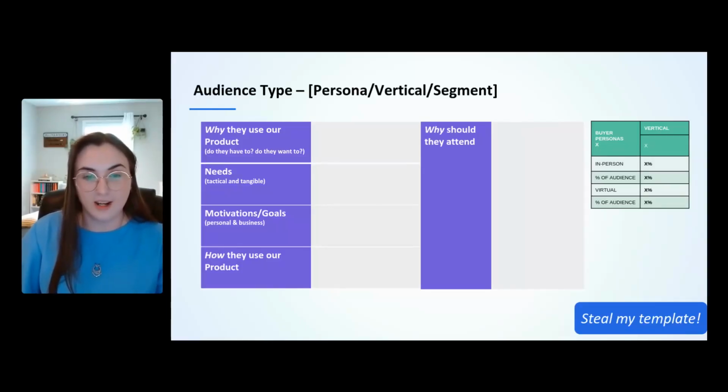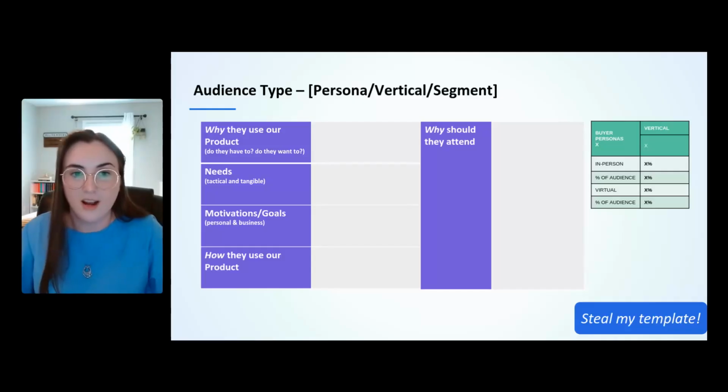So I sit down every year at the beginning of the year and meet with my stakeholders, Rachel, Julie, who are on this call, and others, to make sure that we're targeting the groups that are most important to our company's business objectives. And what we do is we go by persona. Who are we getting to attend Connect, why they should use our product, what their needs are, what are their motivations and goals.